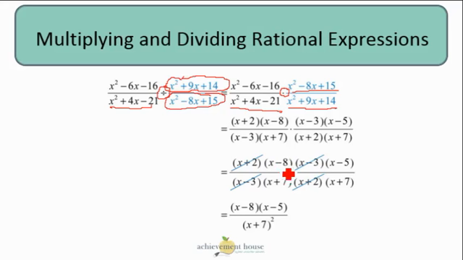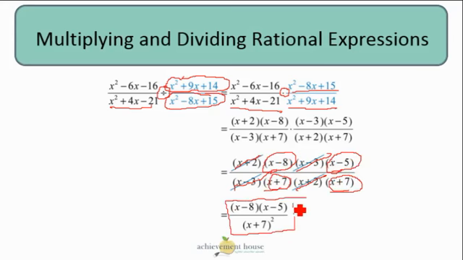So we're going to factor each one. Each of these polynomials is now factored. And from there, we're going to find common factors: x plus 2, x plus 2, x minus 3, x minus 3. They'll each divide to 1, and I'm left with x minus 8 times x minus 5 divided by x plus 7 squared. And that's my final answer.